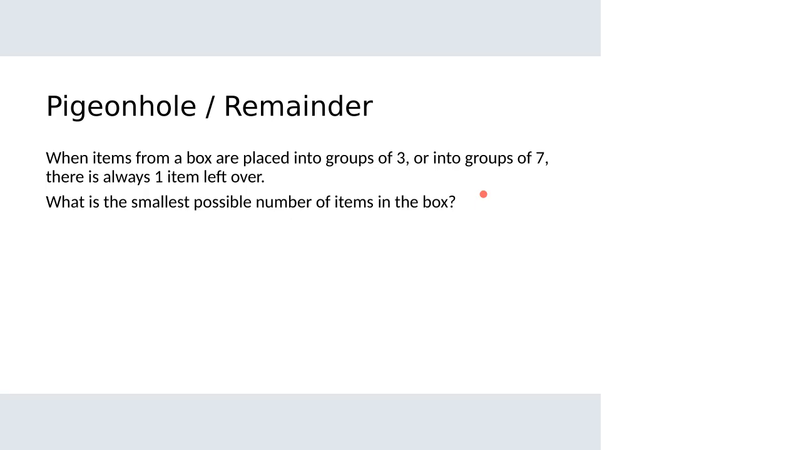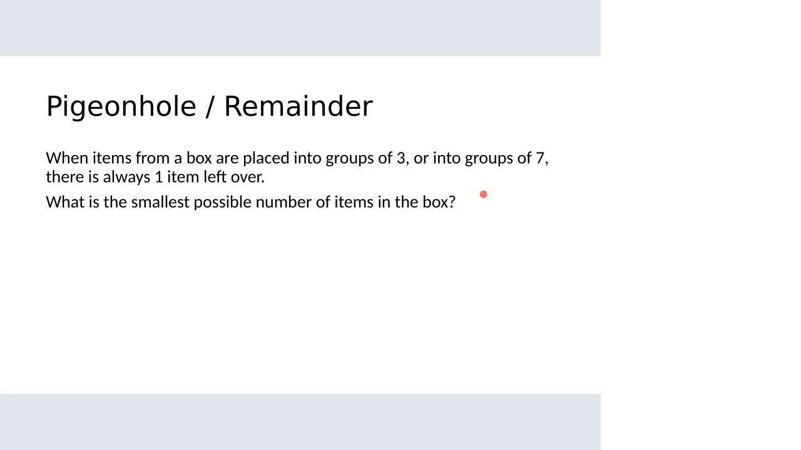Here's one that reads a lot more complicated than it is. When items from a box are placed into groups of 3 or into groups of 7, there's always one item left over. What's the smallest possible number of items that are in this box? Okay, that one reads a little strange, so let's take some time and make sure we understand our problem.